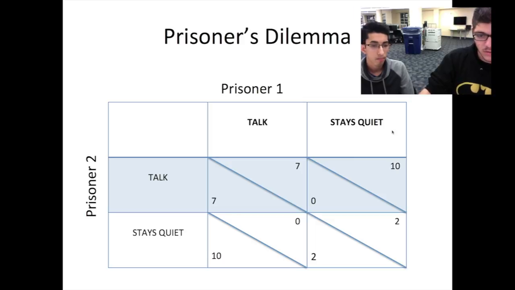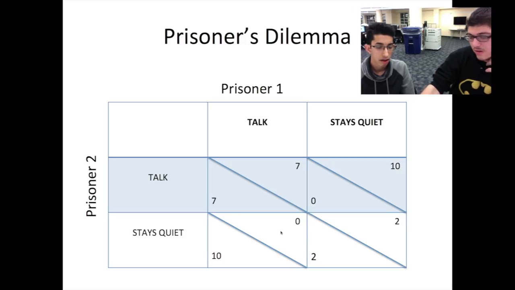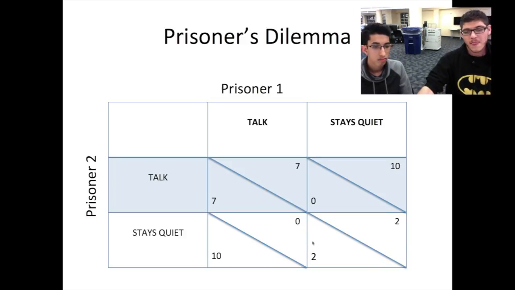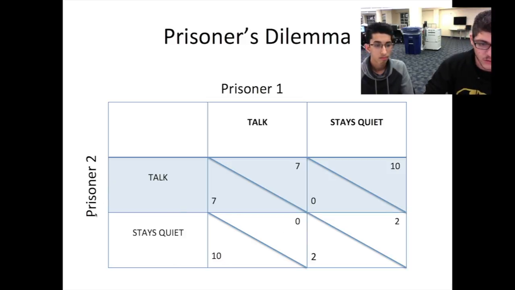Okay. So, seeing his choices, it will always be better for him to talk. As you can see, he has 10 years over here or 7. 7 is better. Or over here, he either stays quiet or talks, which, I would much prefer not going to jail than going for 2 years. Now, the same thing goes for prisoner 2, as he has the same choices to make.